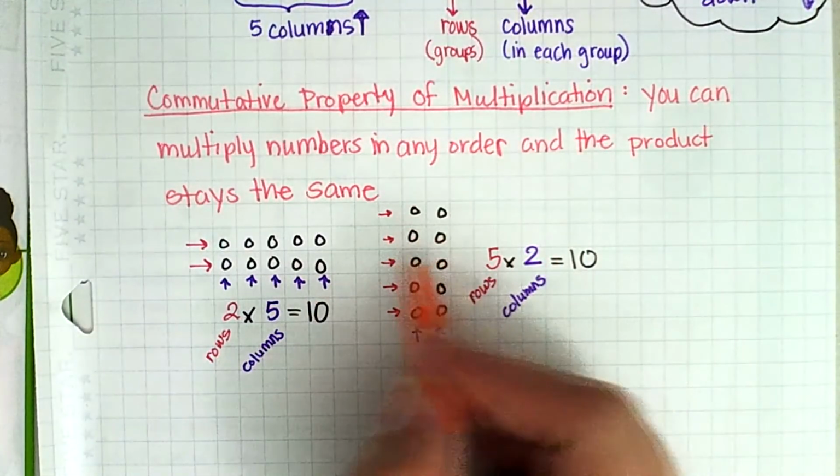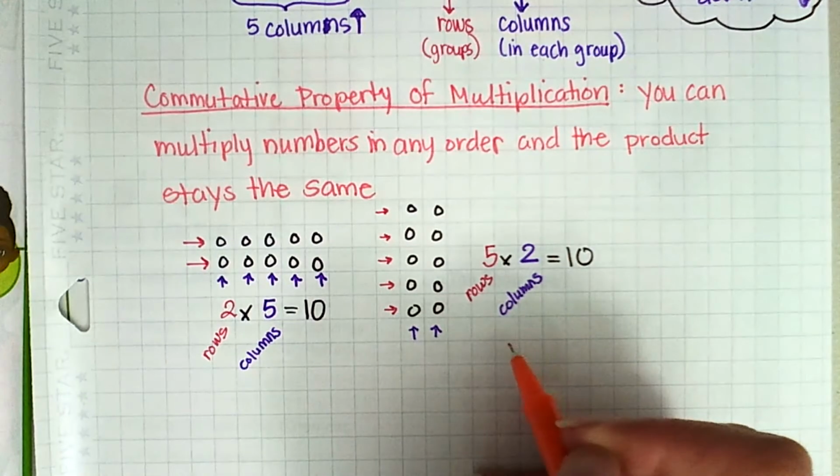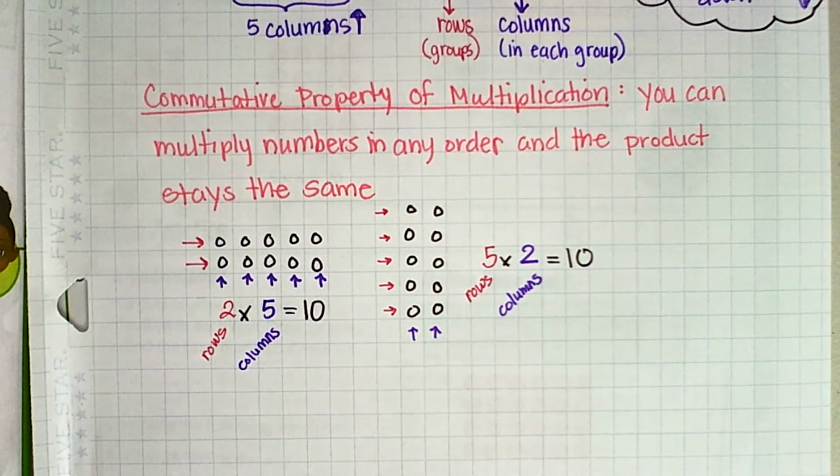Now I have 5 rows with 2 in each row. 5 times 2 also gave me 10. Now, the reason this stays the same is because I'm not adding any new numbers. I'm not taking any numbers out. All I'm doing is rearranging my numbers.